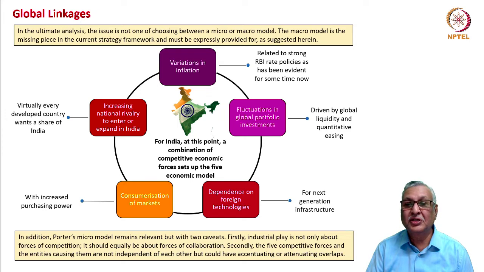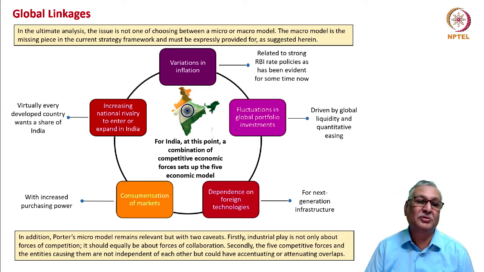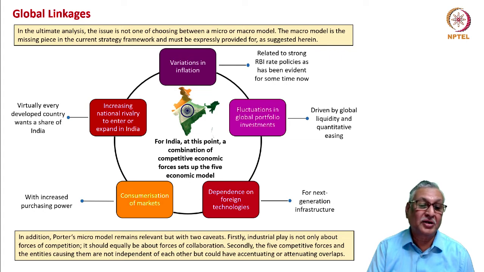First, variations in inflation. These are related to strong RBI rate policies, as has been evident for some time now. Second, fluctuations in global portfolio investments. These fluctuations are driven by global liquidity and quantitative easing considerations, which are influenced by central banks of various developed countries. Third, dependence on foreign technologies. This is for next generation infrastructure. Fourth, consumerization of markets. That happens with increased purchasing power.